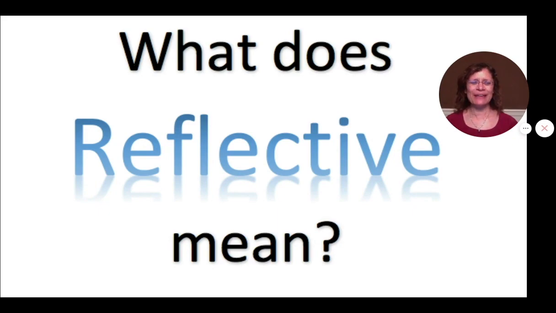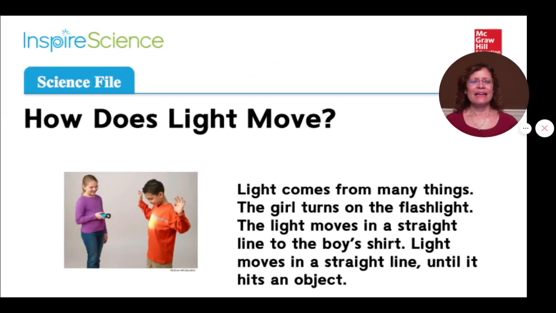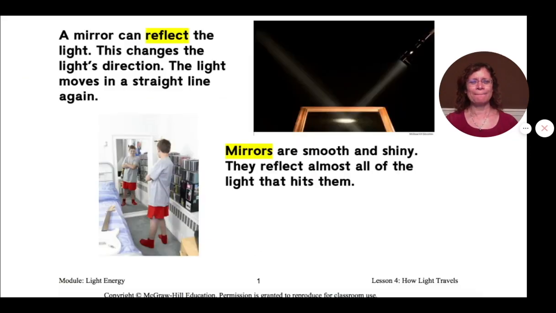What does reflective mean? To help us learn what reflective means, I'm going to read aloud some text. We will also learn how light moves. How does light move? Light comes from many things. The girl turns on the flashlight. The light moves in a straight line to the boy's shirt.